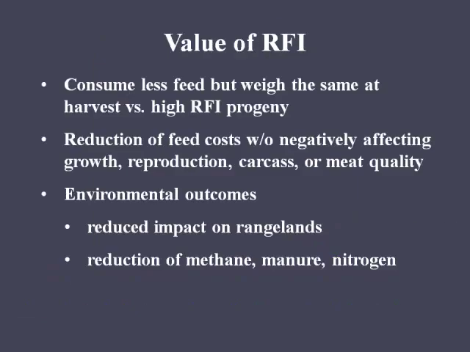So the value of RFI means that we can find animals that consume less feed but weigh the same at harvest versus high RFI animals. We can obtain a reduction in feed costs without negatively affecting growth. And I haven't spoken too much about reproduction, carcass or meat quality, but we've also done a lot of work in those areas. And there's also potential for advantages in environmental outcomes. So for the same level of production, we can see reduced impact on the rangelands and reduced production of methane, manure and nitrogen.